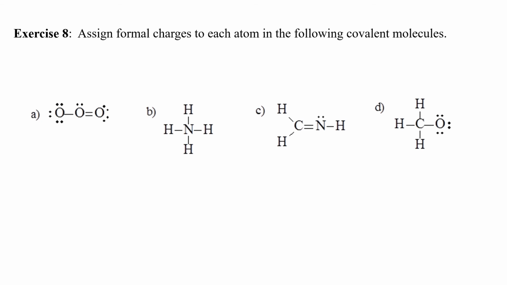All right, hopefully you were able to give these a try. And here are the answers. This oxygen is a -1. This oxygen was a +1. That was a 0. Each of the hydrogens were 0. The nitrogen was a +1. Hydrogen 0, 0, carbon 0, nitrogen 0, hydrogen 0, 0, 0, 0, 0, and that's a -1.